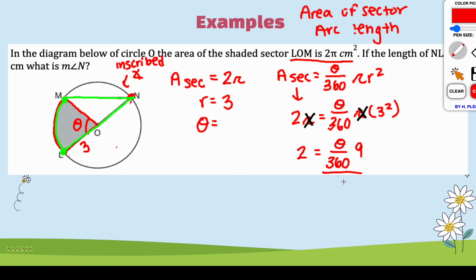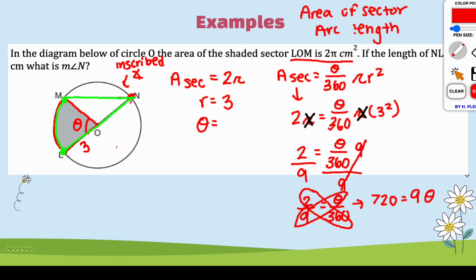Then we can divide by 9 on both sides to help us simplify the right side a little bit, and we'll get 2 over 9 equals theta over 360. At this point, we cross multiply. So we do 360 times 2, which gives us 720, equals 9 times theta. Then we divide by 9 on both sides, and we get that 80 degrees is equal to theta.